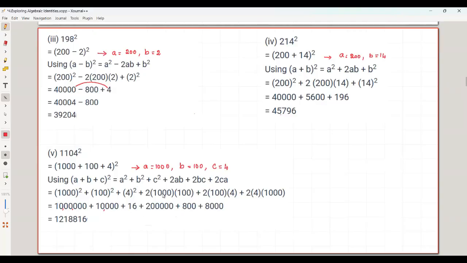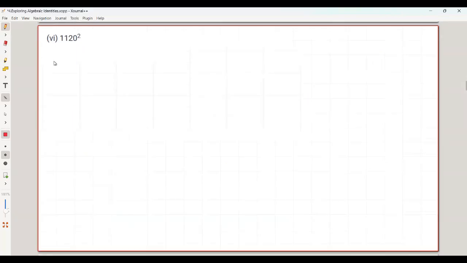Next 2 into 1,000 is 2,000, 2,000 into 100, you have to add two more zeros, so we get 2 lakhs. Plus 2 into 100 is 200, into 4 is 800. 2 fours are 8, 8 into 1,000 is 8,000. So we have to add everything. So the answer is 12 lakhs 18,816.